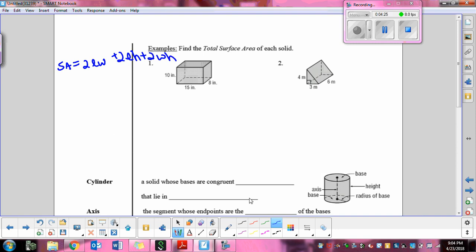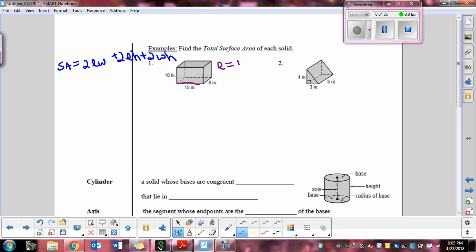Okay? And it doesn't really matter what you choose to be your length and your width and your height. Just write something out. I'm going to say my length is 15. And I'm going to say my width is, I don't know, 8. We could pick anything you want. And then that makes my height 10. Okay? And I'm just going to plug it into the formula.